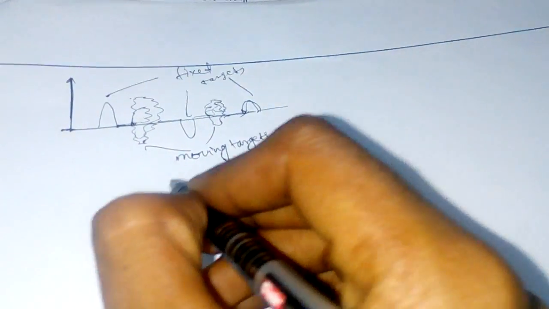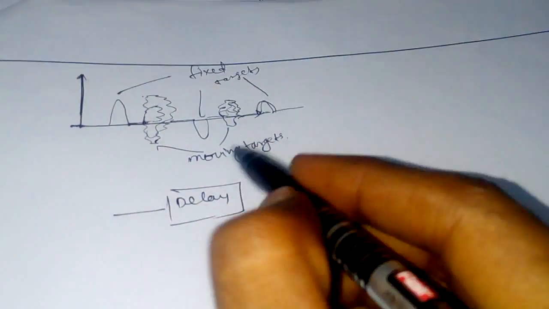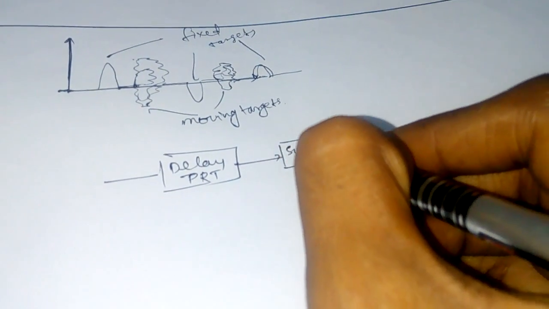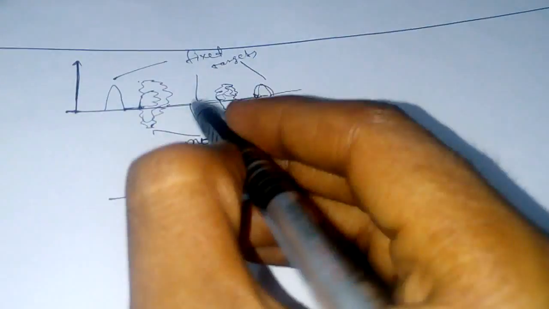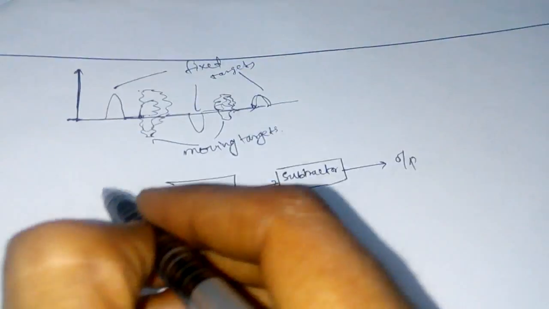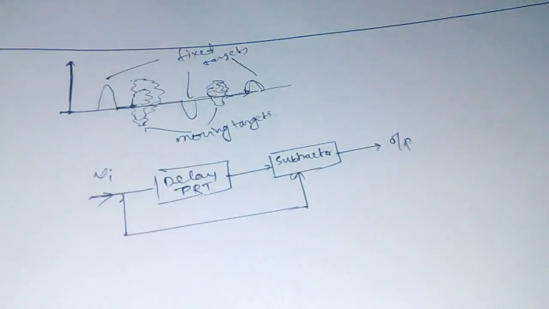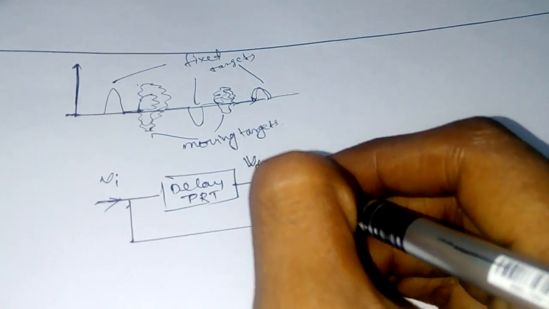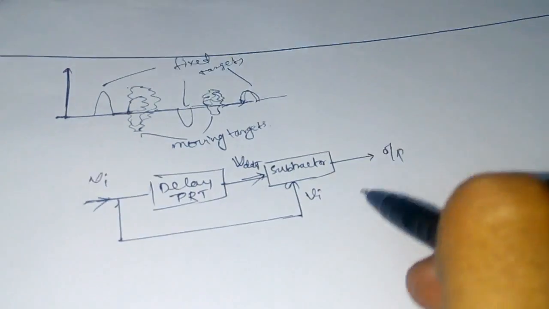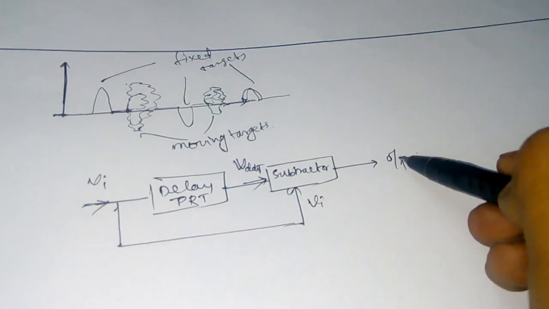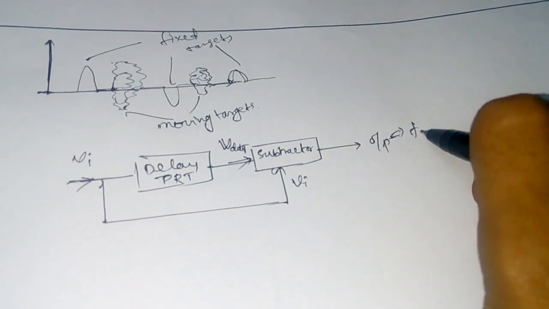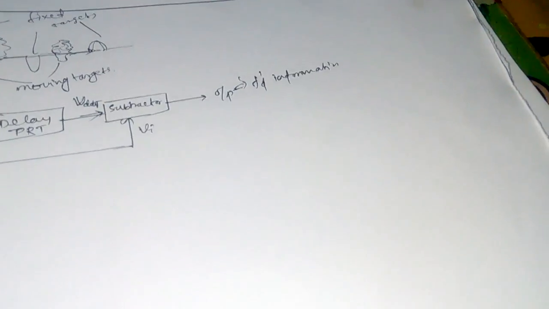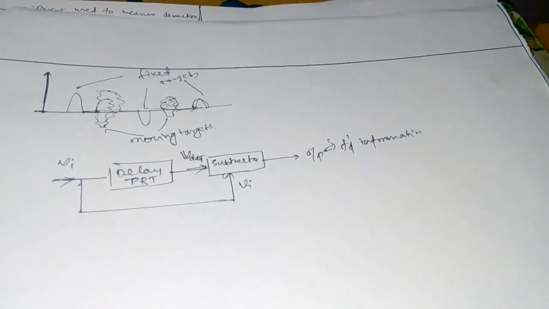Basically a delay line canceller has a delay unit of PRT time period, and from there a subtractor to the output. This is my initial signal, let it be Vi. It is sent to the PRT delay, where it is delayed by T time units, and this is my original signal. When I subtract both, I get an output which has Fd information. This is a single delay line canceller, whereas there is also a double delay line canceller.